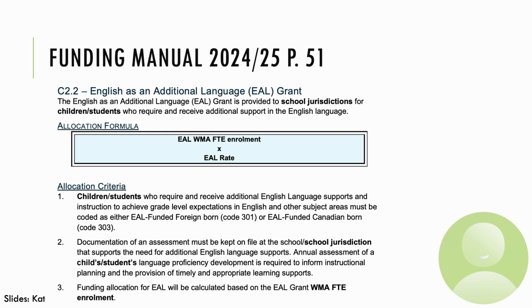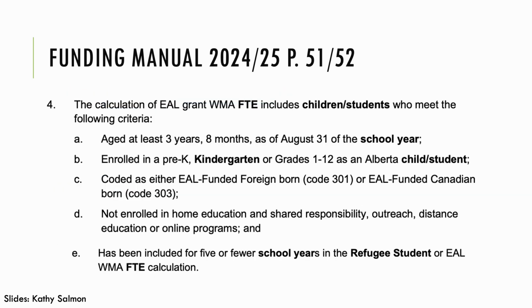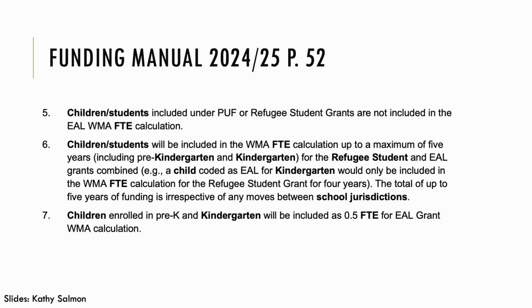Additionally, there must be documentation of the assessment on file that demonstrates the need for English language supports. Funding is for a maximum of 5 years. For EAL students and children who are also included in the PUF funding grant or the Refugee Student Grant, they are not eligible to receive the EAL grant. They would only receive the EAL grant if they are no longer receiving the Refugee Grant or the PUF funding grant and are within the 5 years of funding.